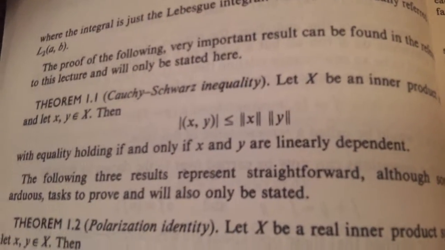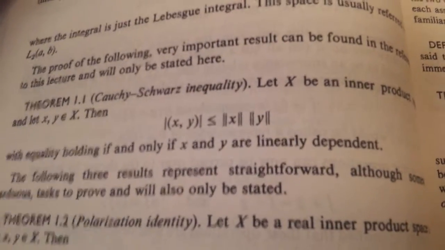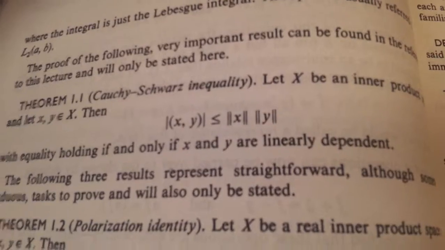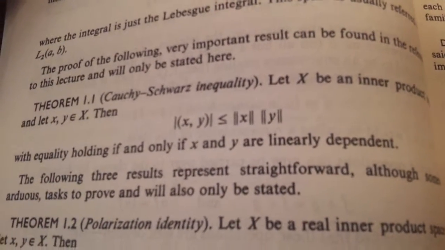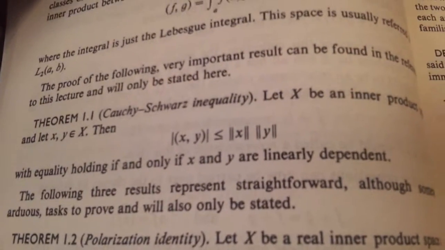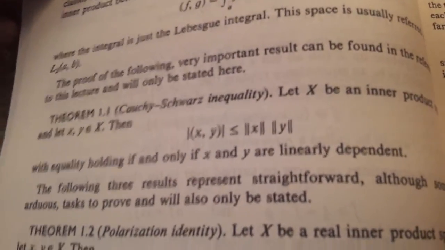So this theorem is pretty central to pretty much all of linear algebra, physics, quantum mechanics. You'll see it everywhere. And it basically just says that the size of two vectors is always going to be greater than the projection of one vector onto the other, which of course makes sense.